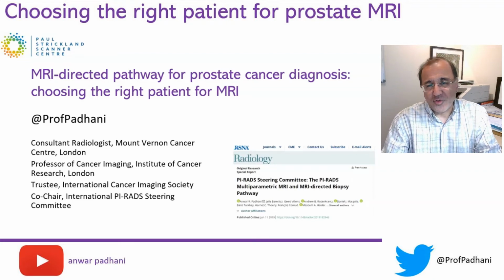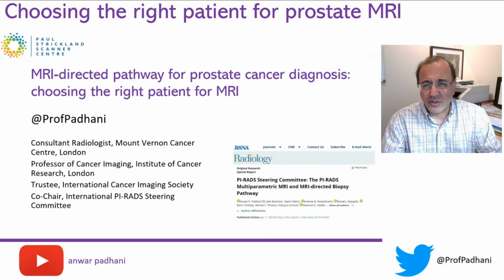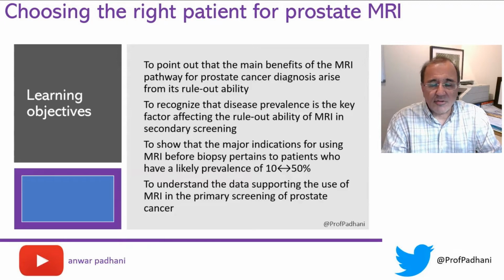Hello everybody. Over the next few minutes we will discuss a really important question, which is how do you choose the right patient for a prostate MRI? And what I'll try to do is to point out that the main benefits of prostate MRI arise from its rule-out ability, and then take you on to the fact that the rule-out ability is very much dependent on the disease prevalence, and then show you that the major indications for the use of prostate MRI before a biopsy pertains to patients with a prevalence of between 10 and 50%.